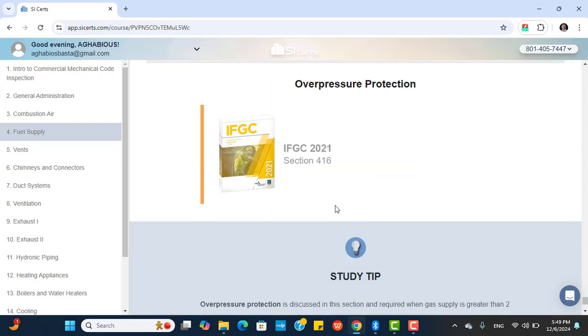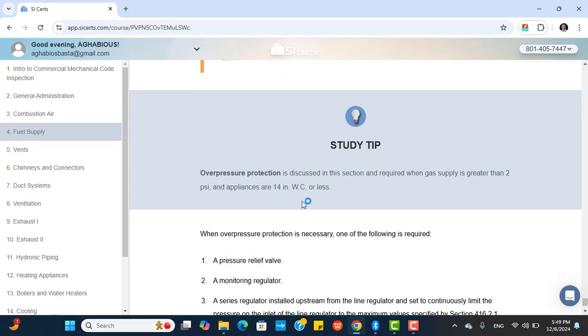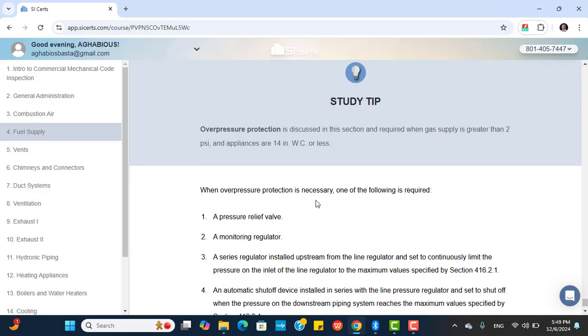Overpressure protection, International Fuel Gas Code 2021, Section 416. Study tip: overpressure protection is discussed in this section and is required when the gas supply is greater than 2 psi and appliances are rated 14 inches WC or less. Water column, inches of water column.